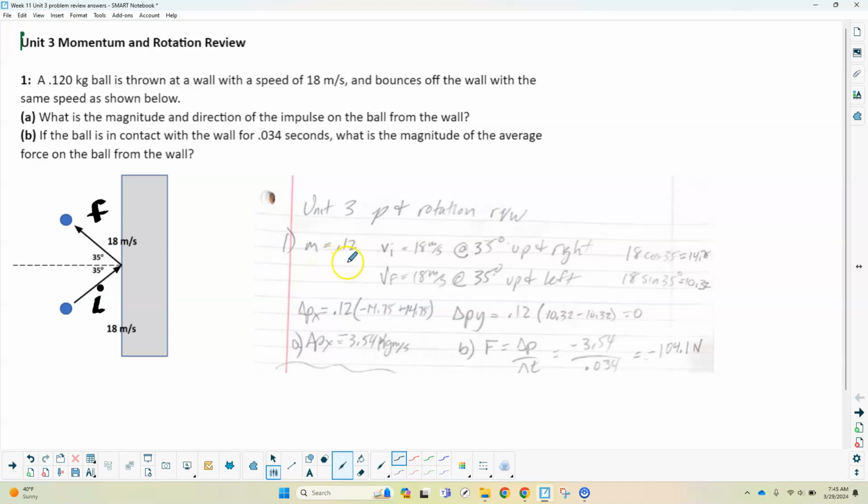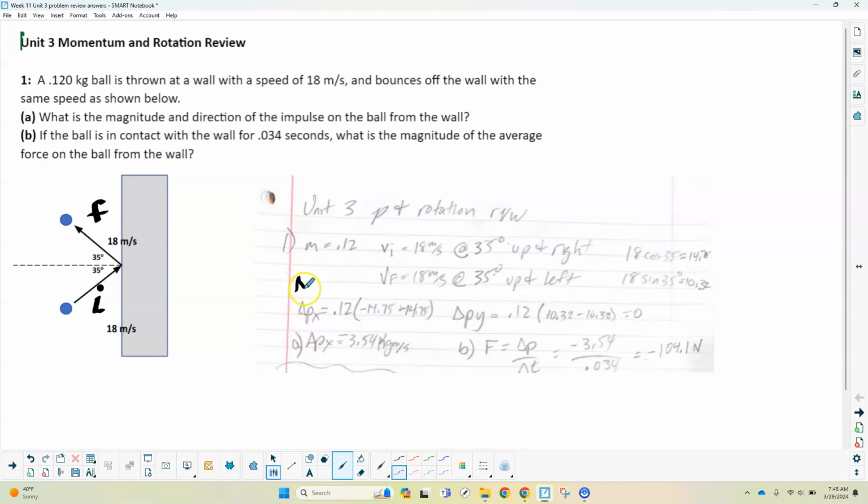So mass is 0.12. The initial velocity is 18 at 35, and it's going up and to the right. And the next one is when it rebounds off the wall, it's 18 at 35 going up and to the left. So I just did 18 cosine of 35 and 18 sine of 35 to get the X and Y components. And then maybe I should make this a little more clear.